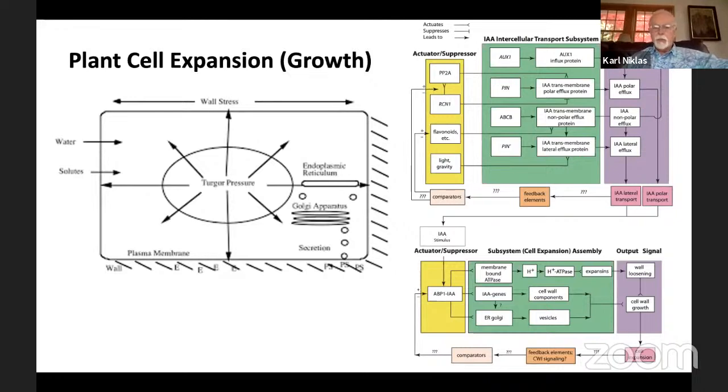Then you have to import water, increasing the internal pressure. And then, not to go back to a plastic deformation, you have to rigidify the cell wall so that the increase in volume is more or less permanent. And so I've diagrammed just two aspects of how this is achieved by looking, first of all, at how you transport and localize the chemistry in the cell wall that has to be loosened.